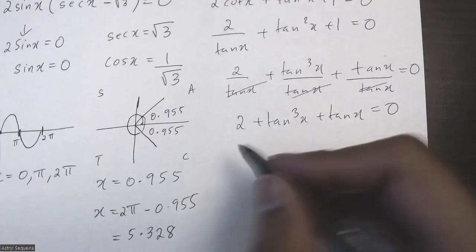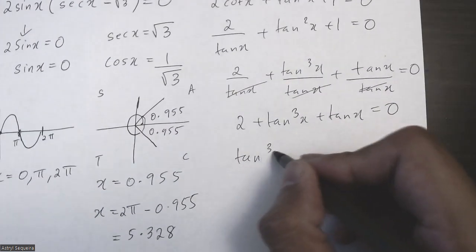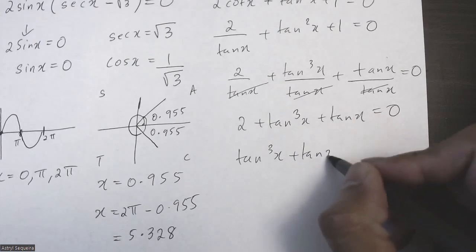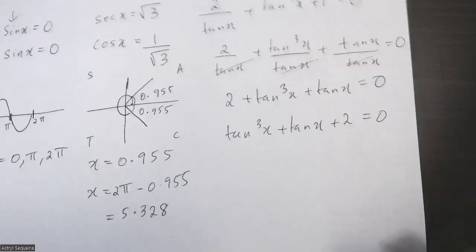This is a cubic equation. I'm going to write it in order. So tan cube x plus tan x plus 2 equals 0.